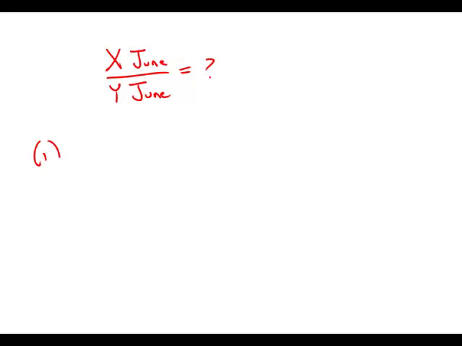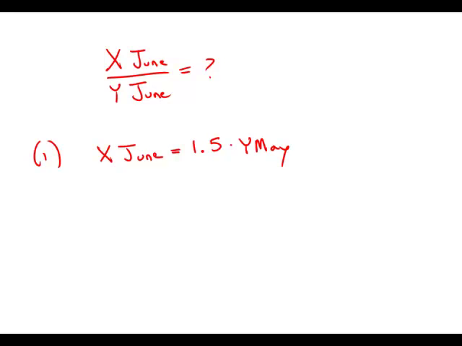Well, statement number 1 tells us that in June 1989, salesperson X made 50% more sales transactions than salesperson Y did in May 1989. Well, that's an awfully confusing statement, actually. But what it tells us is that X in June equals 50% more. So that means multiply by the multiplier 1.5 times Y in May.